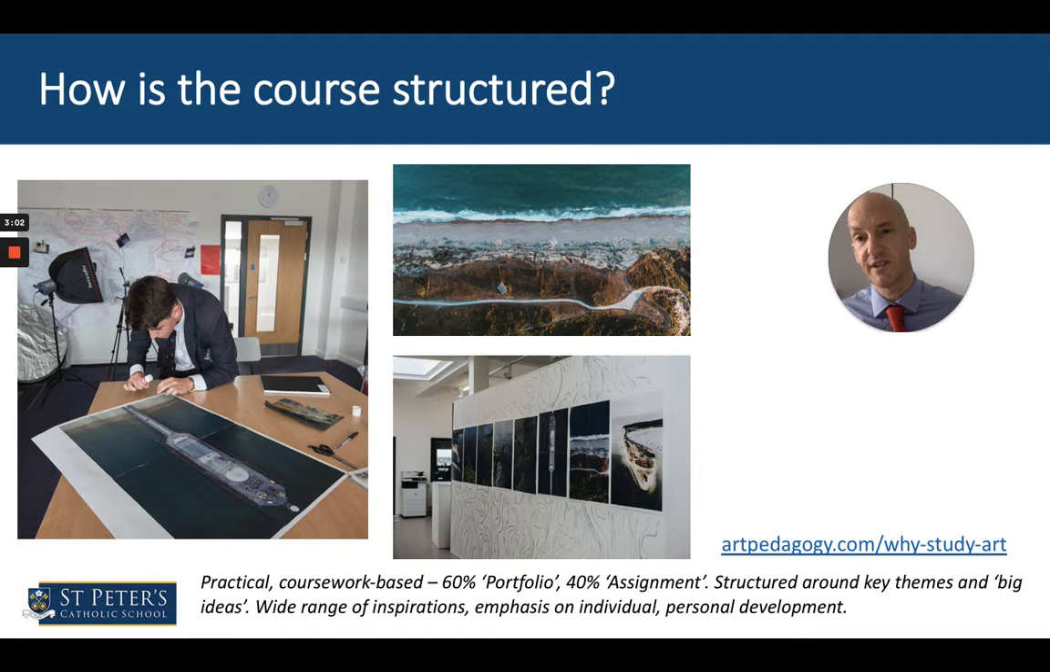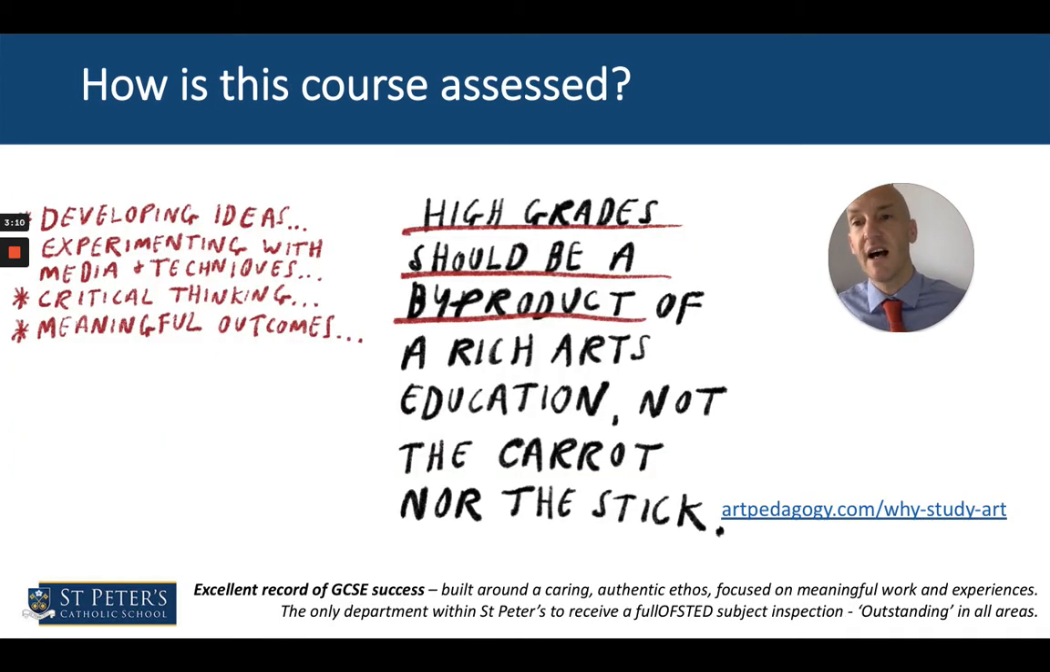And the whole course is really structured around these big ideas, these key concepts which provoke thinking and practical experimenting. It's assessed through 4 key objectives, broadly put: developing ideas, experimenting with media and techniques, critical thinking, making meaningful outcomes. But important to say too, I think the reason why students really enjoy the subject and they get on so well with it is that the emphasis is on you becoming artists, photographers, working in your own way, and the high grades that we get, that we're proud of, are a byproduct of that rather than something that is there as a cloud and a pressure.